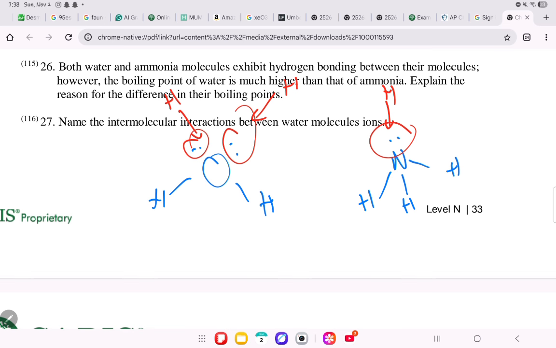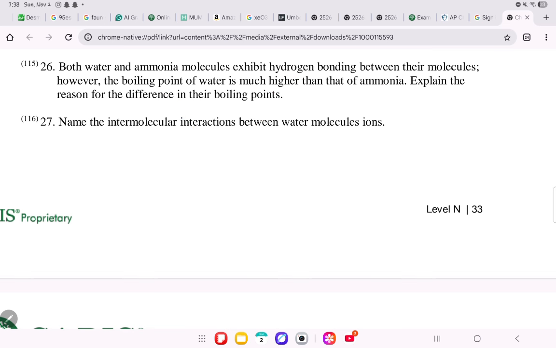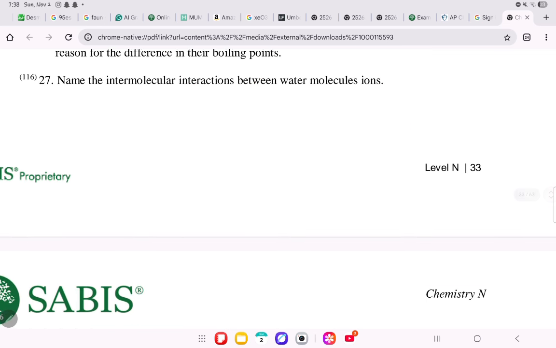27, name this intermolecular interaction between water molecules and ions. This is the... What? I didn't even read the sentence, my bad. Name the intermolecular interaction between water molecules and ions. Sorry, between water molecules and ions. They missed that one. This is called an ion-dipole interaction. So when you see ion and water, it's called an ion-dipole interaction.